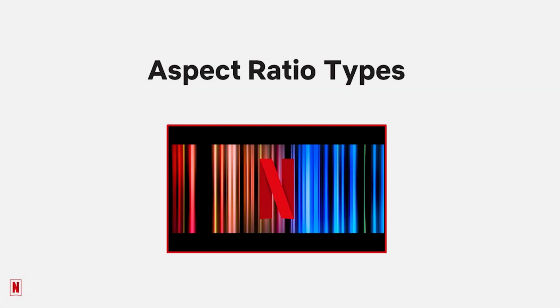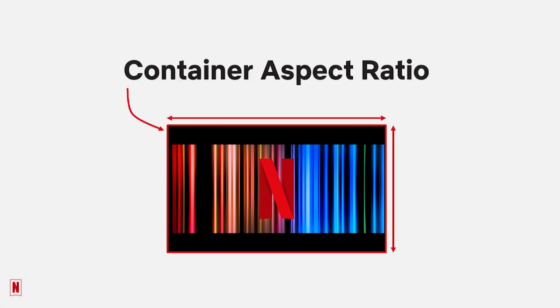On a production, there are two different types of aspect ratios to consider. The container aspect ratio is the width and height of the file's container, including the mats, as seen here with the red box. When referring to original camera files, this is the full image area that the sensor is recording.